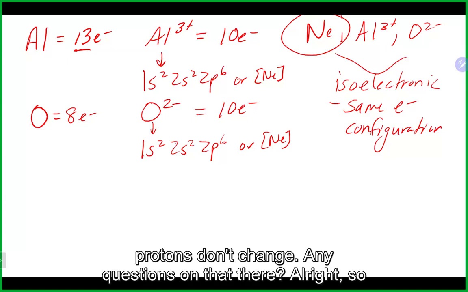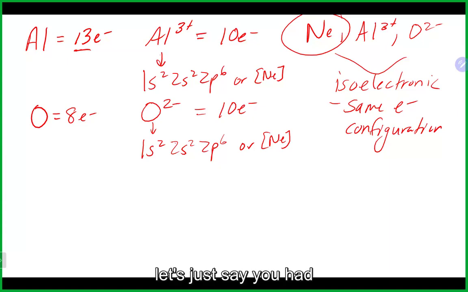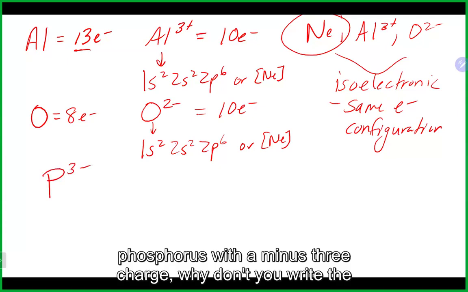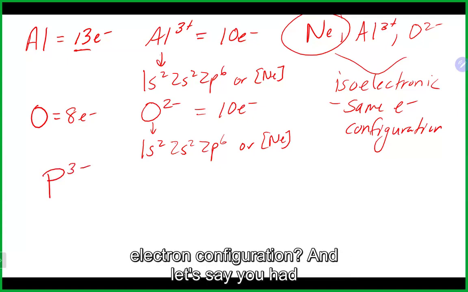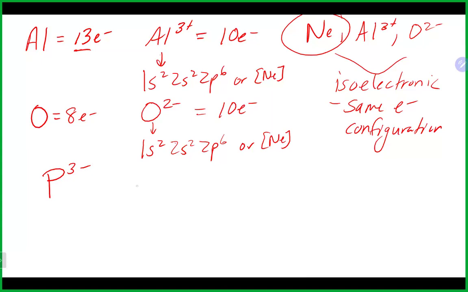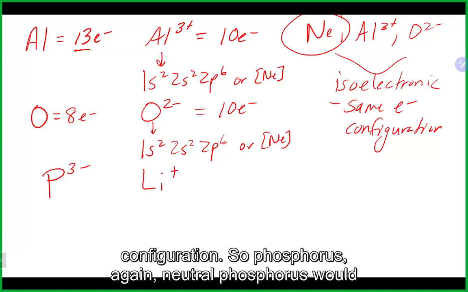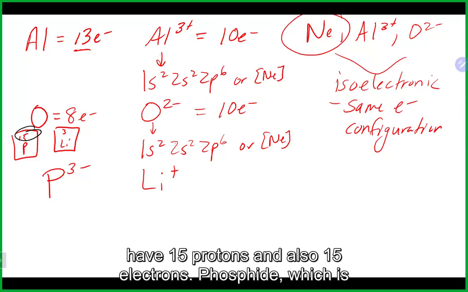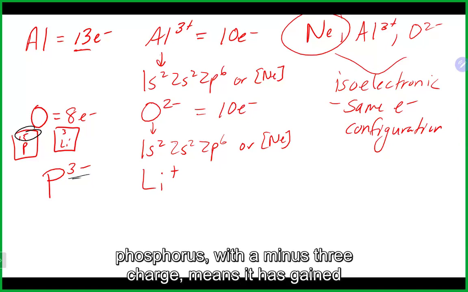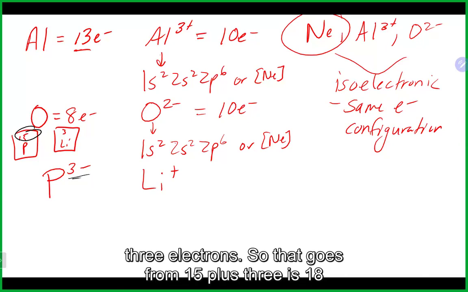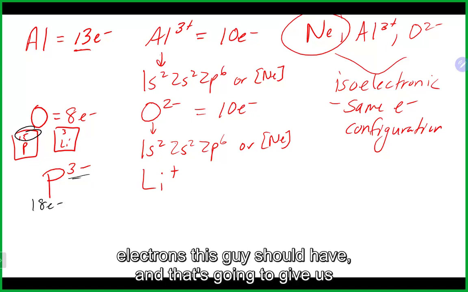All right. So let's just say you had phosphorus with a -3 charge. Why don't you write the electron configuration? And let's say you had lithium with a +1 charge. So phosphorus, neutral phosphorus, would have 15 protons and also 15 electrons. Phosphide, which is phosphorus with a -3 charge, means it has gained 3 electrons. So that goes from 15 plus 3 is 18 electrons this guy should have.